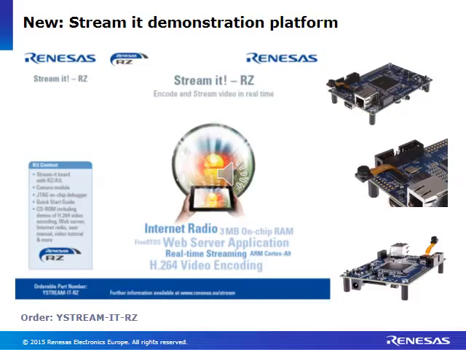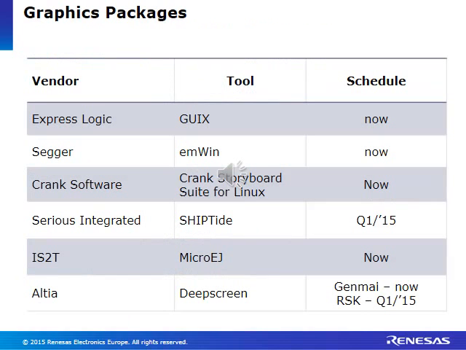For streaming applications targeting the consumer segment, Internet radio MP3 files can be streamed to the StreamIt kit, decoded, and played over headphones. This kit also lets you connect a display and allows development based on RZA1L device with 3 megabytes of integrated SRAM. Graphics packages. There are currently many graphics packages available to be used on RZA microprocessors. These are provided by Express Logic, Zagger, Crank, Sirius, ISCT, and Altia, among others.